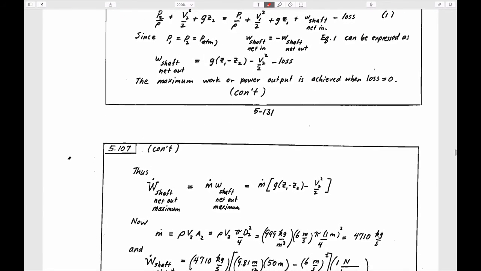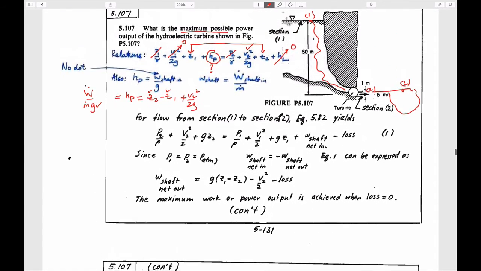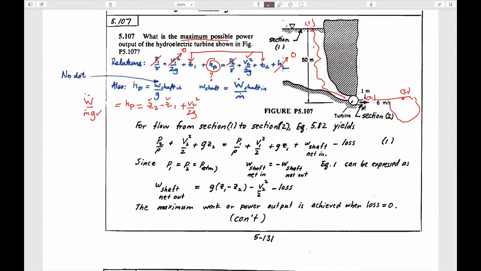Do we have a mass flow rate? How do we get mass? Oh yeah, we do have a diameter. So we have Q is equal to velocity times area, and area is equal to pi d squared upon 4.